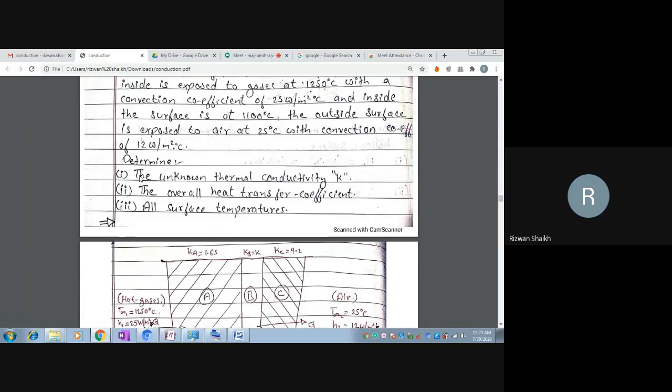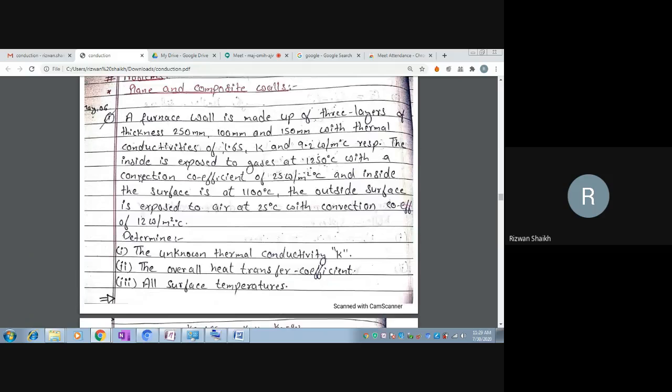Now they are asking to determine three things. Number one, the unknown thermal conductivity K. Number two, the overall heat transfer coefficient. Just now we had seen the expression, the formula for this. And the surface temperatures, that is, we have three layers, so for all the three layers we have to calculate the surface temperatures. Now, how can we do this? I would like to solve this problem for you so that we can get some idea how to solve it. Now please read the problem and try to memorize it. What are the things to be considered from this problem?